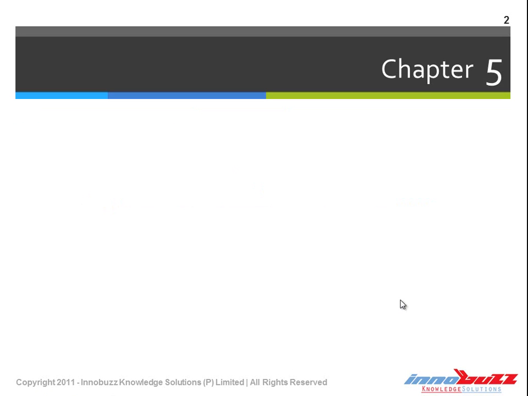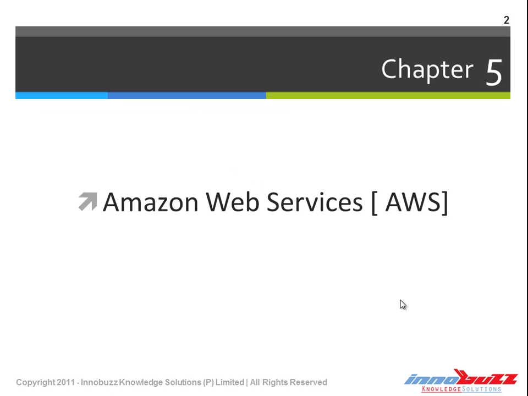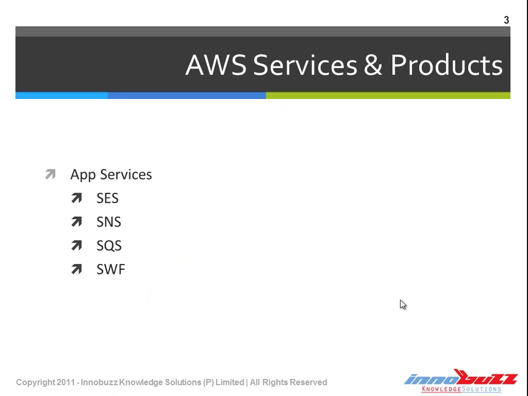In this chapter, we'll be covering the topics of Amazon Web Services and its products and services offered under the App Services category. Amazon Web Services offers 4 different services under App Services category. They are SES, also known as Simple Email Service, and SNS, which is Simple Notification Service, and SQS, which is Simple Queuing Service, and SWF, which is Simple Workflow. Let's take a look at what is SES.